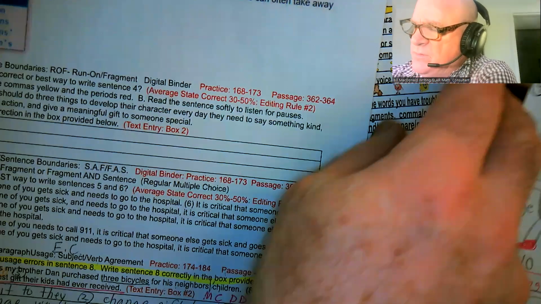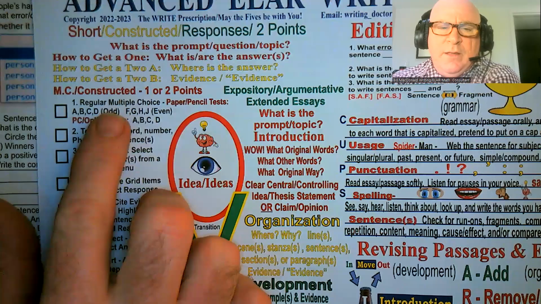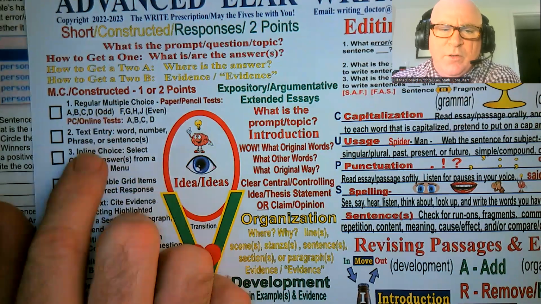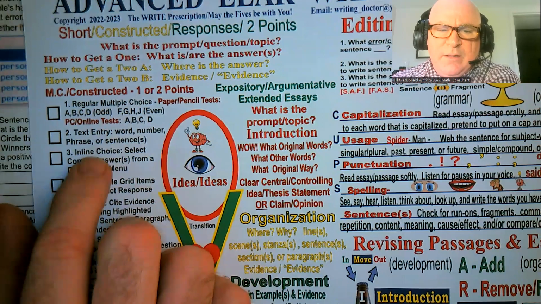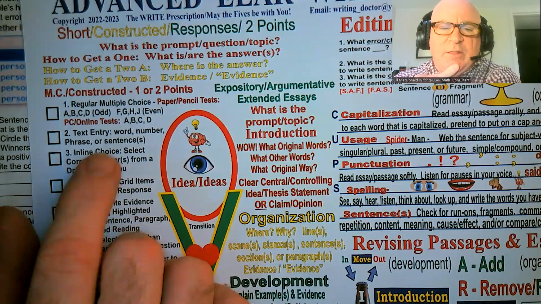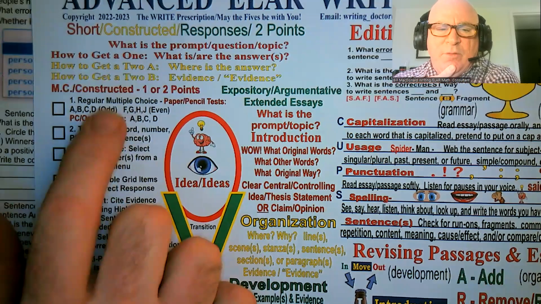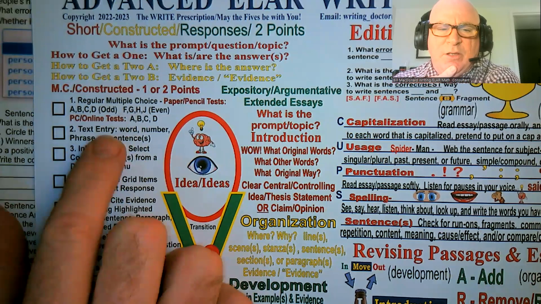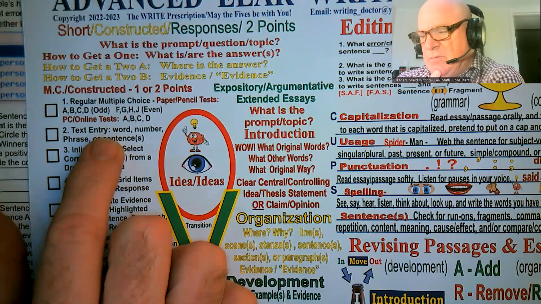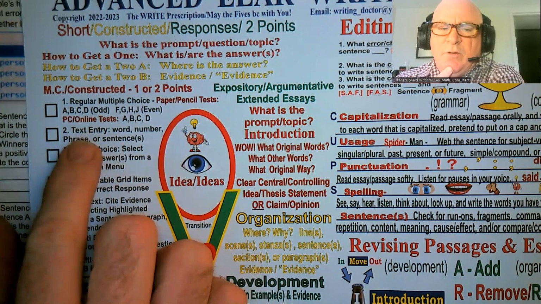And just as a reminder, when you look at my advanced folder, the editing will always be number one, regular multiple choice, or number three, inline choices, select your correct answer from a drop-down menu. And those were the ways that your students will see it in terms of editing. Now, I'm not saying that your kids won't get a text entry for editing, which is the way that you saw it in the box, but they would only have to write one phrase.